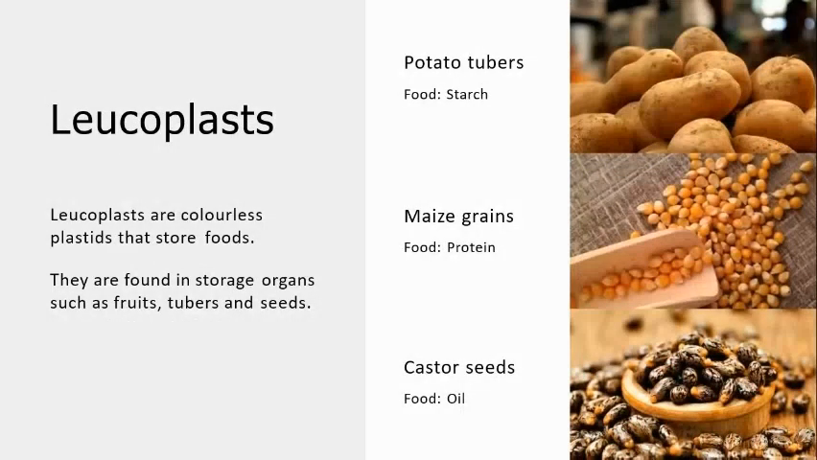The leucoplasts are colorless plastids that store food. So they are found in storage organs such as fruits, tubers, and seeds. Example, we have here the potato tubers that contain the food starch. So the food is in the form of starch. In the maize grains, the food is in the form of protein. And for the castor seeds, the food is in the form of oil.